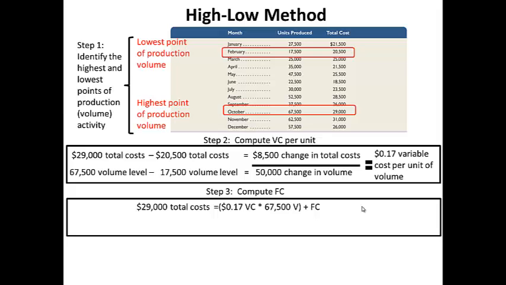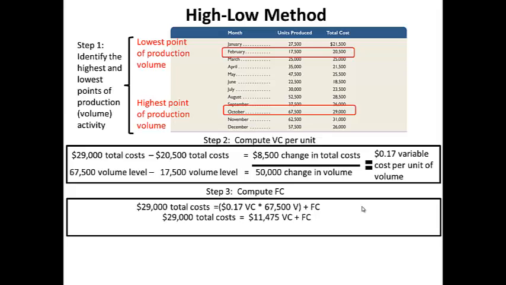So what we do now is we plug this information into our cost model. We take our variable costs times our volume plus our fixed cost is going to equal our total cost. So when we plug in the information that we just gleaned, with the 17 cents in variable cost, we take 17 cents variable cost times the volume of that month, 67,500. Whatever is remaining after we do that computation is going to be the fixed costs.